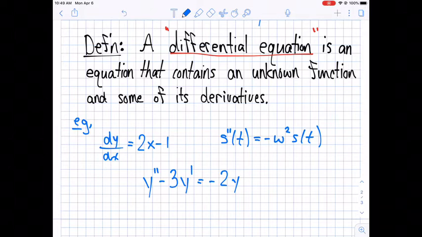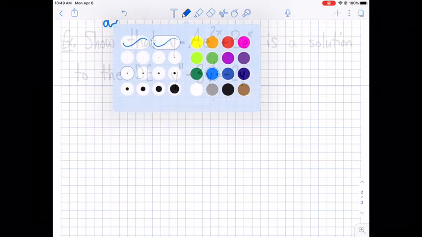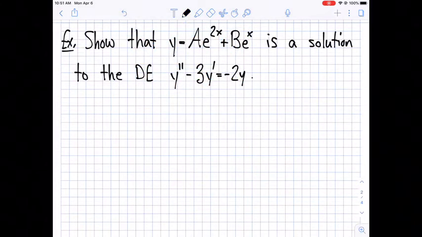Now that we know what differential equations look like, let's take a look at what our solutions look like to these differential equations. Specifically, let's take a look at this last one, y double prime minus 3y prime is equal to minus 2y, and let's do an example here to show what these solutions look like. Here we're going to show that this function, y equal to a e to the 2x plus b e to the x, is a solution to this differential equation that we just saw.